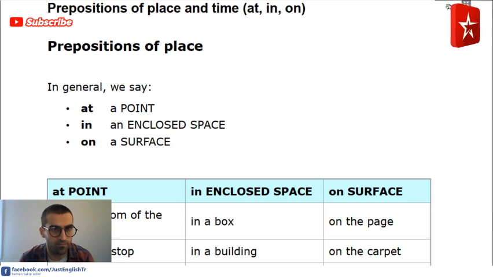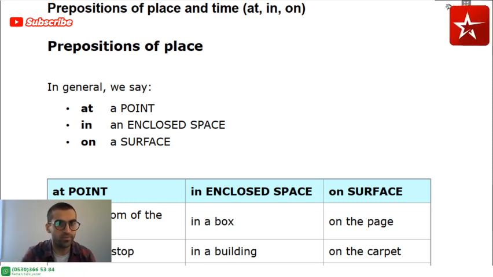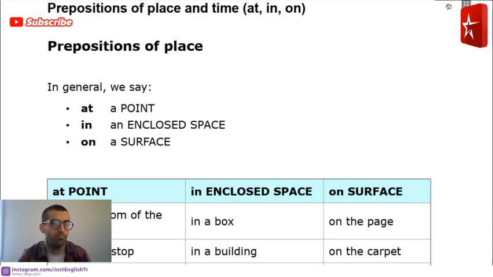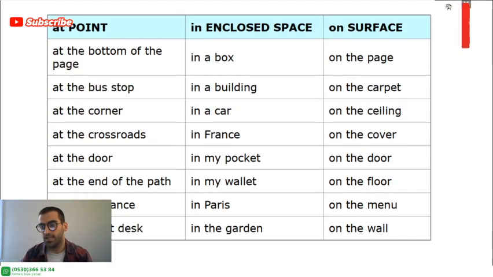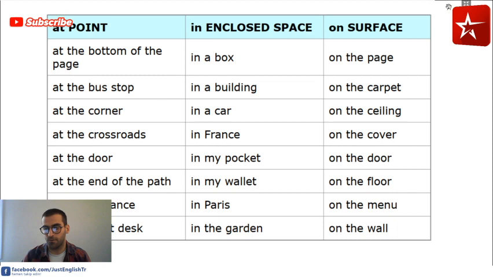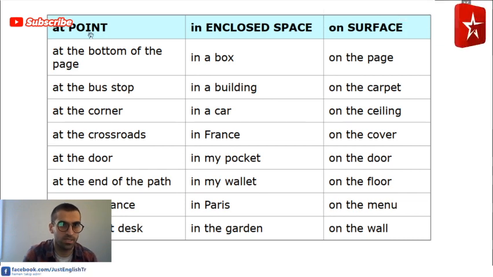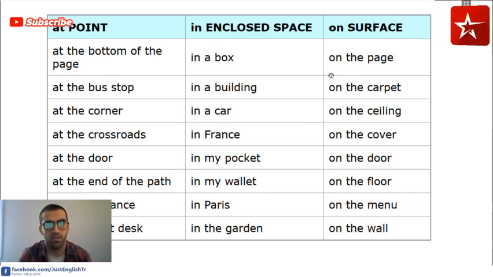Perfect. And next one, like you can see here, we generally say at a point, in an enclosed space, on a surface. Like at bir noktada, in kapalı bir yer, on bir şeyin üzerinde. Yani yer, yerle ilgili prepositions we will learn today. Bugün öğreneceğimiz yer ve zamanla ilgili prepositionlar olacak arkadaşlar. How can we use at? How can we use in? And how can we use on? But you can see from the chart, from the table here, at the bottom of the page, firstly, let's start with at, continue with in, and finish with on, okay?